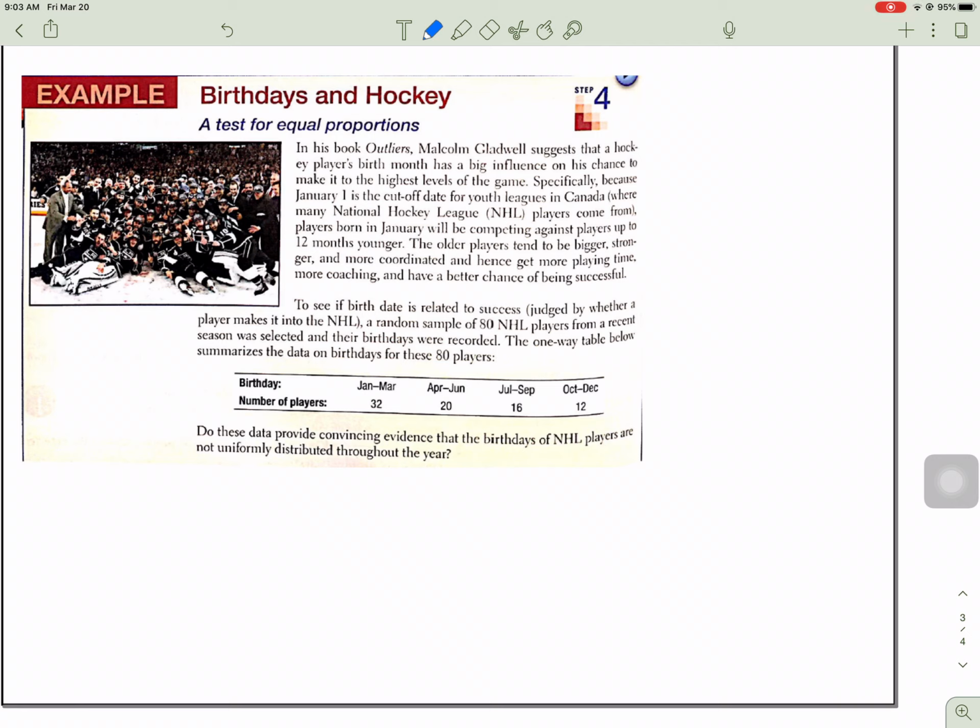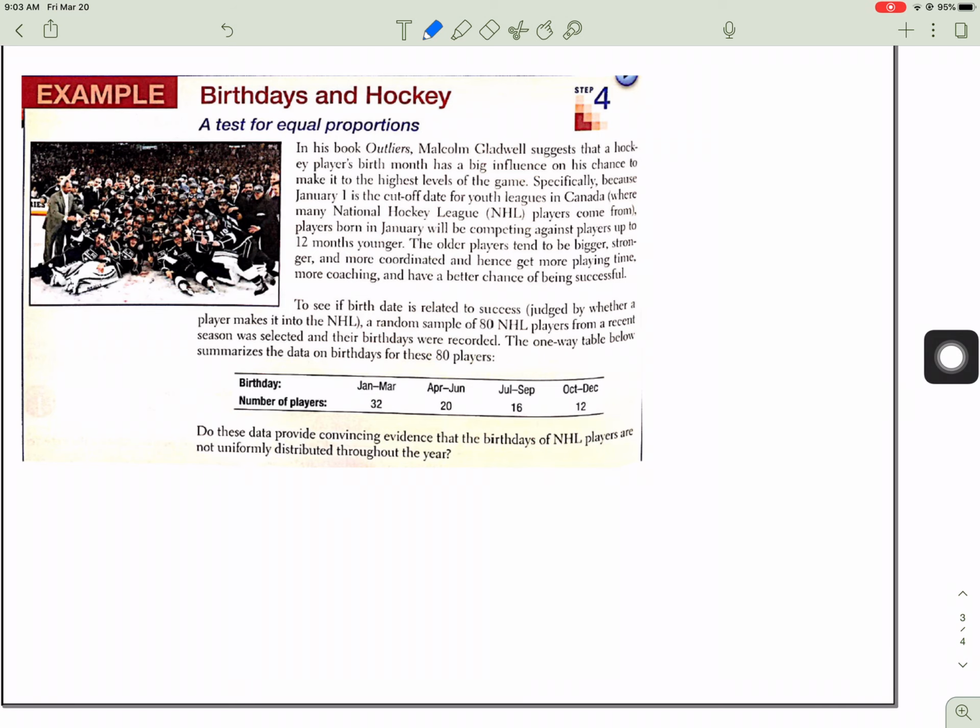A random sample of 80 NHL players from a recent season was selected, so they picked 80 players at random and recorded when their birthday was. And the table below puts them into 4 different groups. So out of the 80 people, you had 32 born January to March, 20 born April to June, 16 July to September, and 12 October to December.